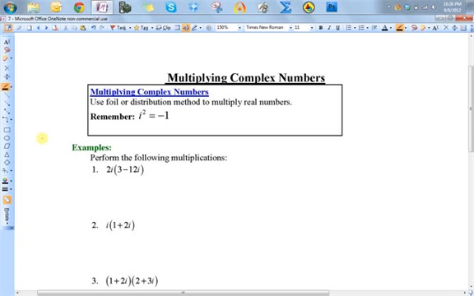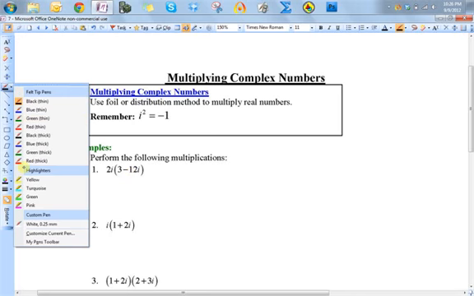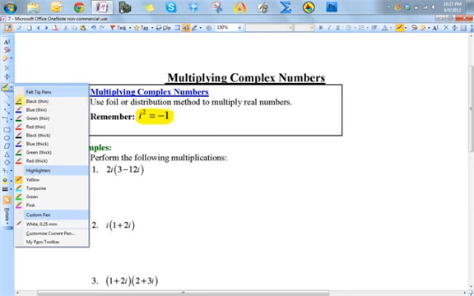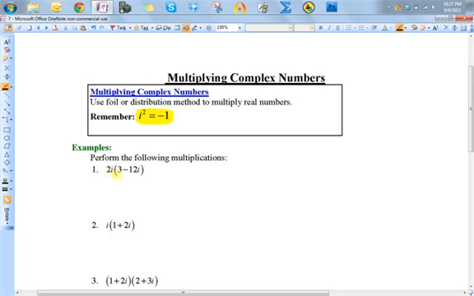When you multiply two complex numbers, it works very similarly to the way that you would multiply a monomial times a binomial or two binomials. However, one very important thing to remember is that whenever you see an i squared, by definition, that always equals -1. So for example, if you wanted to perform this multiplication, what you have to do is distribute.